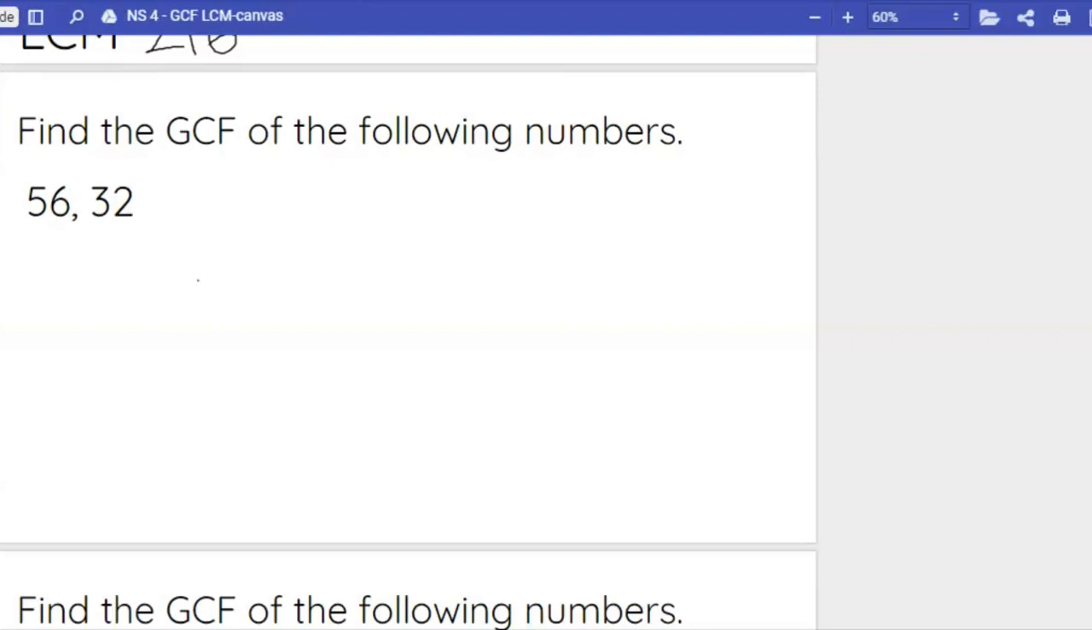So this one, go ahead and do right along with me. Our two numbers are 56 and 32. We're going to write those and draw our first step of our ladder. Again, multiplication tables come in handy. I'm going to start with 32, and I'm going to think, what can I multiply together to get 32?